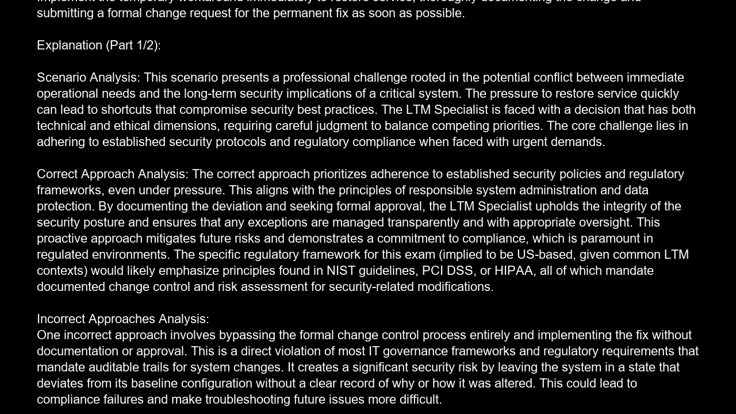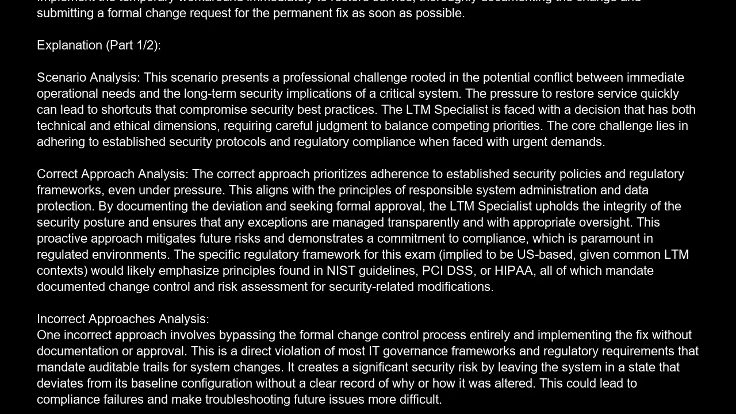Correct approach analysis. The correct approach prioritizes adherence to established security policies and regulatory frameworks, even under pressure. This aligns with the principles of responsible system administration and data protection. By documenting the deviation and seeking formal approval, the LTM specialist upholds the integrity of the security posture and ensures that any exceptions are managed transparently and with appropriate oversight. This proactive approach mitigates future risks and demonstrates a commitment to compliance, which is paramount in regulated environments.